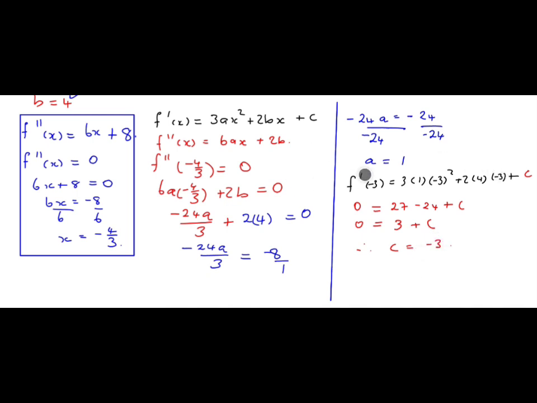So in conclusion, we got all our values: A being 1, B being 4, C being -3, and of course D was given right from the start, which was -18.